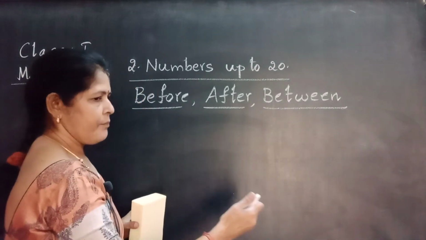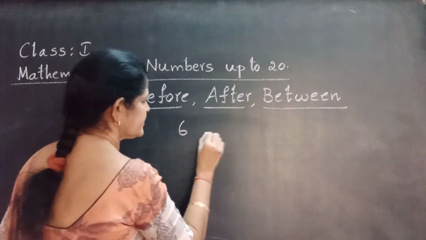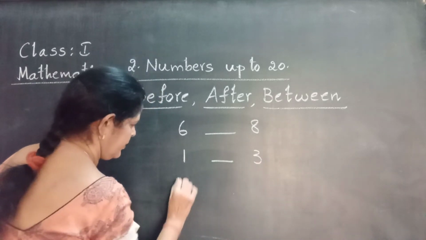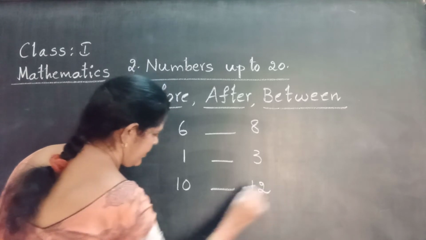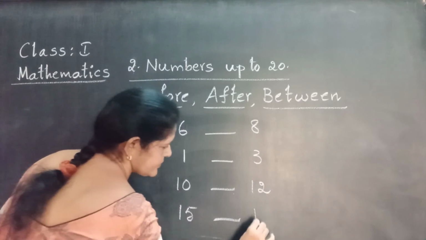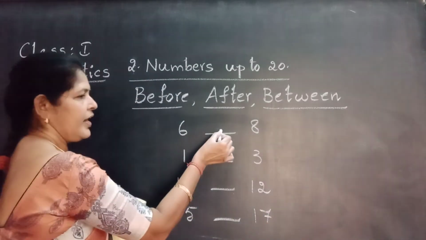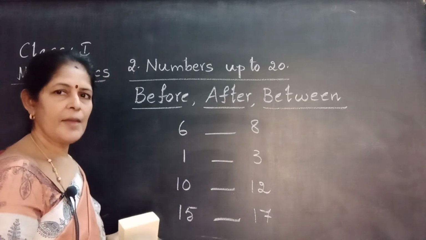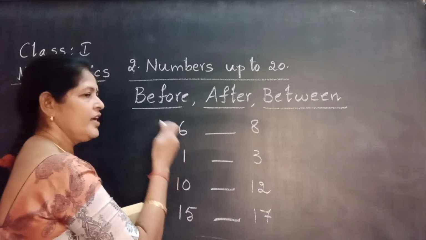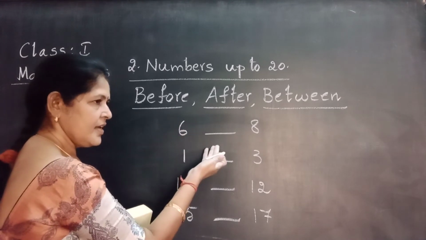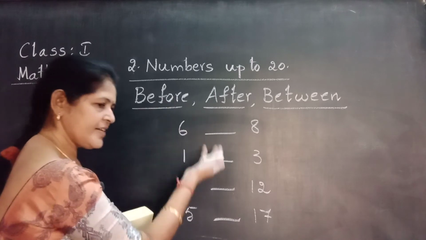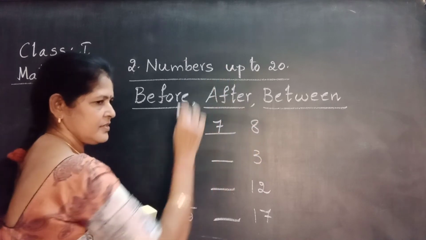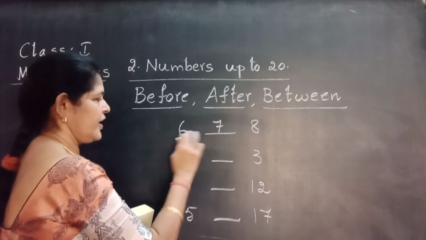The between number of the given numbers, the middle number. 6 and 8, 1 and 3, 10 and 12, 15 and 17. Come on, tell me the middle number. Which number comes in between 6 and 8? Very good. That means after 6, before 8. 6, 7, 8. 7 is in between 6 and 8.